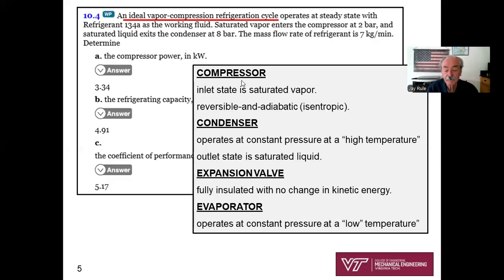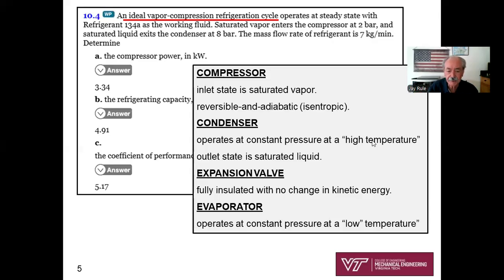To solve our problem, what's in it? What's going on with the compressor? Well, the inlet state is saturated vapor. The compressor for the ideal refrigeration cycle is reversible and adiabatic, in other words, an isentropic process. Next is what the condenser does. It operates at a constant pressure at a high temperature.